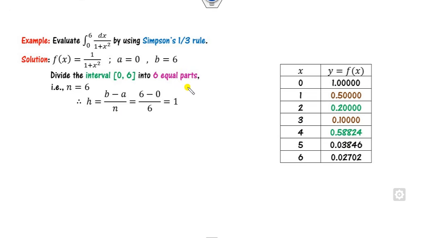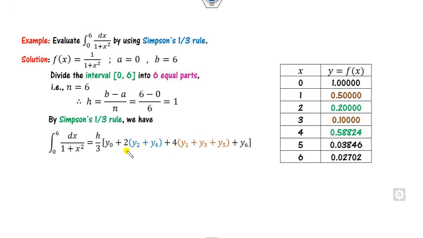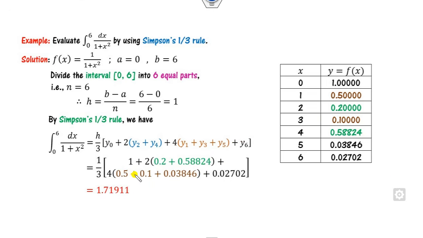Now because n is my 6, which is not 2, we can apply the composite Simpson rule. This is y1, y2, y3, y4, y5, y6. So this is my even number. I forget the first and the last part. First and last part, even number of this, odd 4 times odd of this. Substitute each value in this equation, you will get the answer as here.